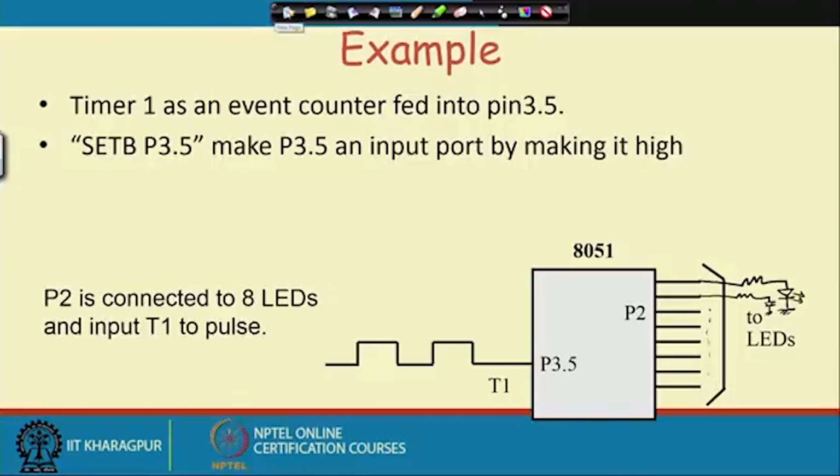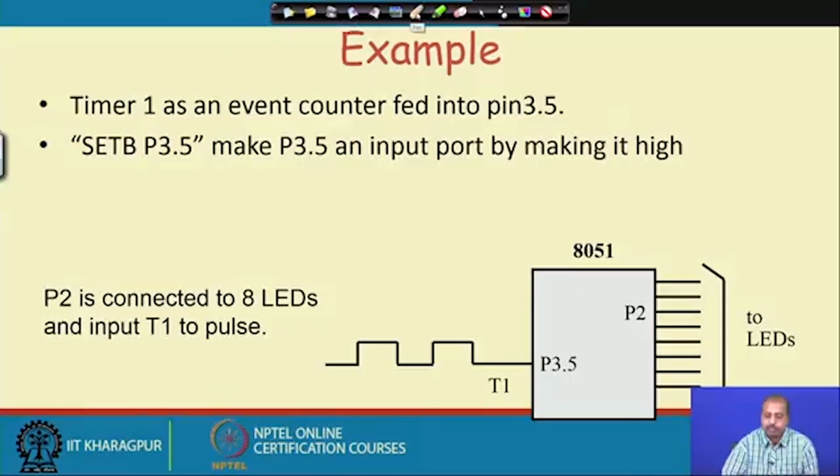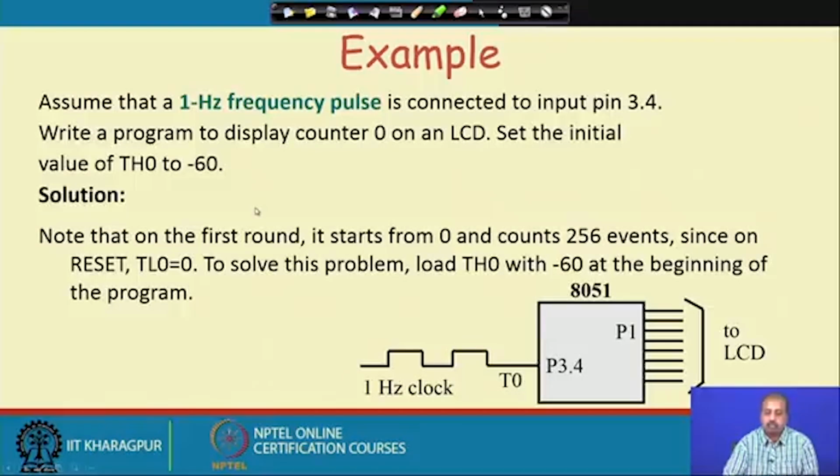Next we will look into another example. We assume that a 1 hertz frequency pulse is connected to pin 3.4, and we want to write a program to display counter 0 on an LCD. Whatever the counter 0 value is, we want to put it on the LCD. The initial value of TH0 we set as -60, and from that point onward it will be continuing.